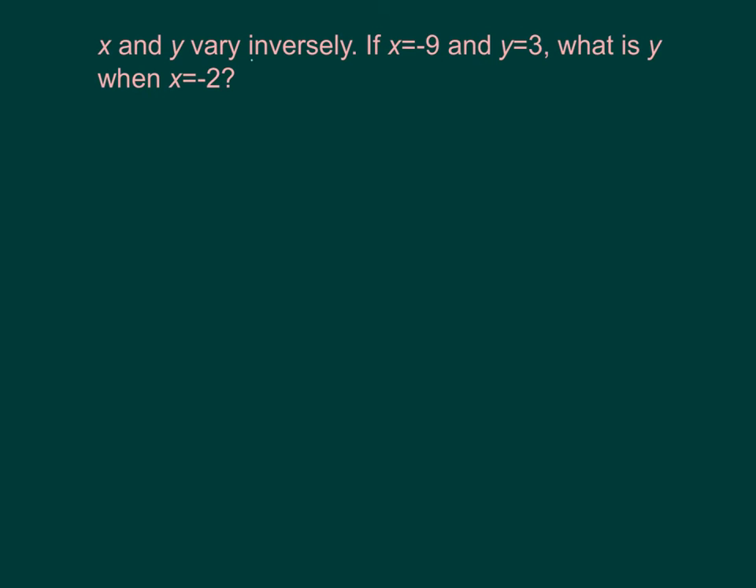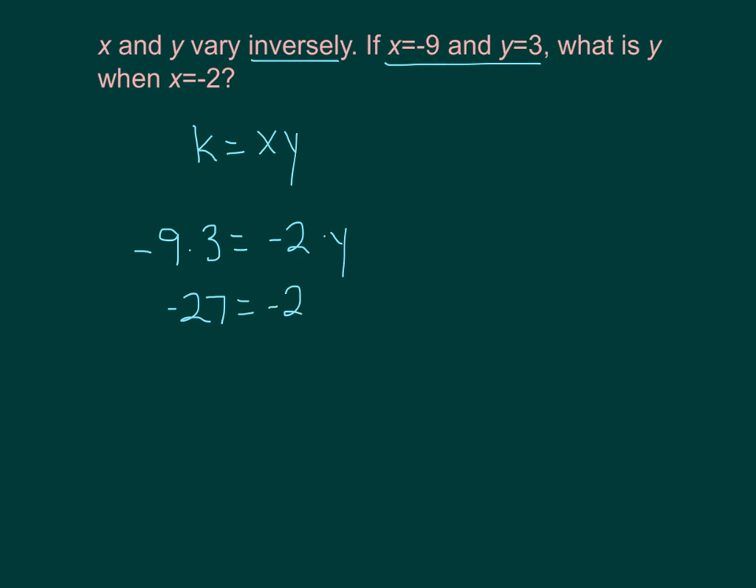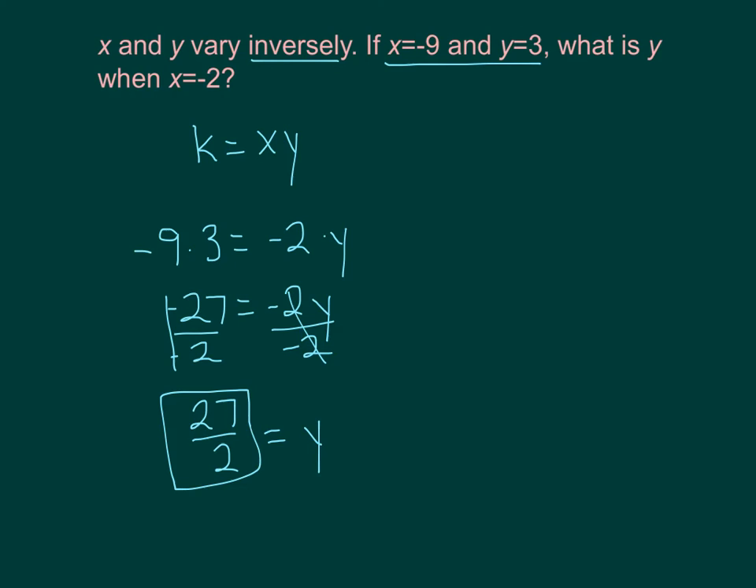Okay, we have another one that varies inversely. So k equals xy. So we take our first pair, x times y, equals our next pair, x is negative 2, we don't know y. So negative 9 times 3 is negative 27, equals negative 2y. Then we divide by negative 2. Those cancel. Now 27 over 2 cannot be divided evenly and it cannot be reduced, so we'll leave it 27 over 2. However, we can cancel the negatives. So our final answer is 27/2.